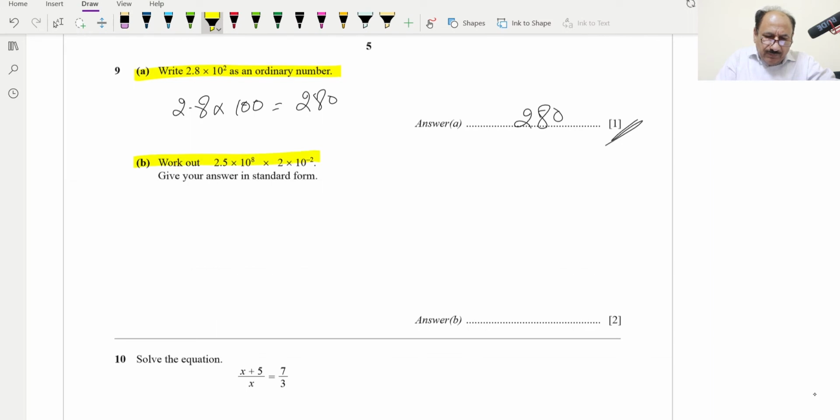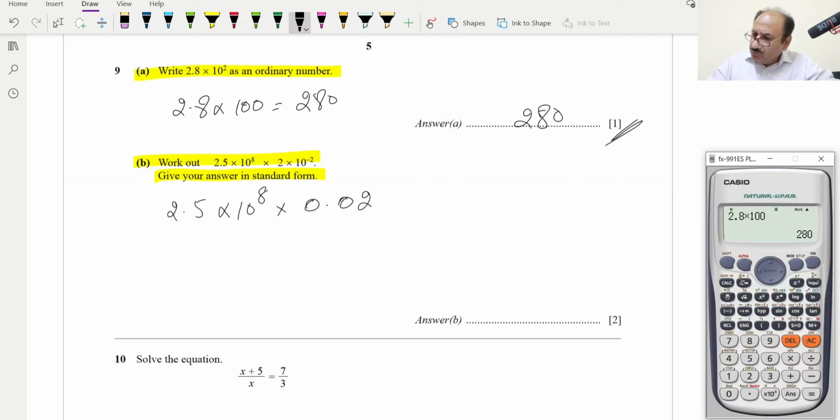Now B part, work out these two. We have to multiply and write the answer in standard form. So we can write 2.5 into 10 raised to the power 8 into 2 into 10 raised to the power minus 2. We can check that 2 into 10 raised to the power minus 2 will be equal to 0.02, which we have written over here.